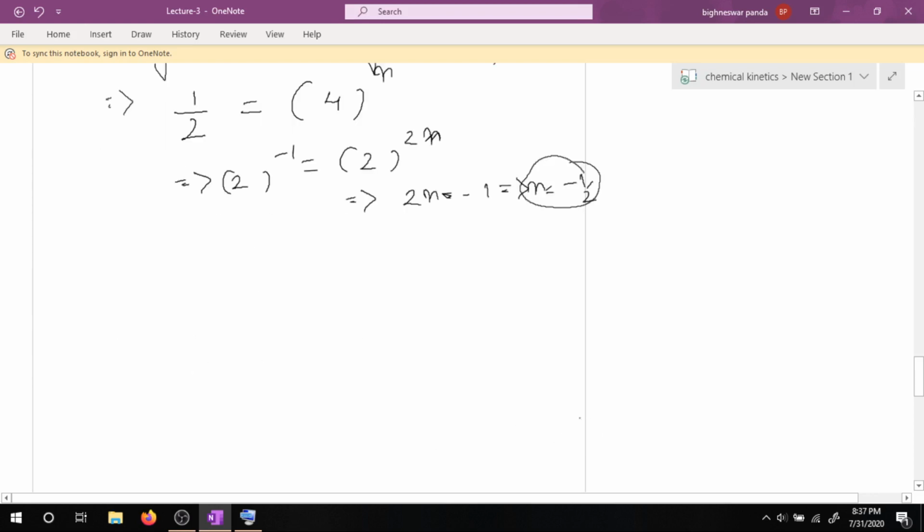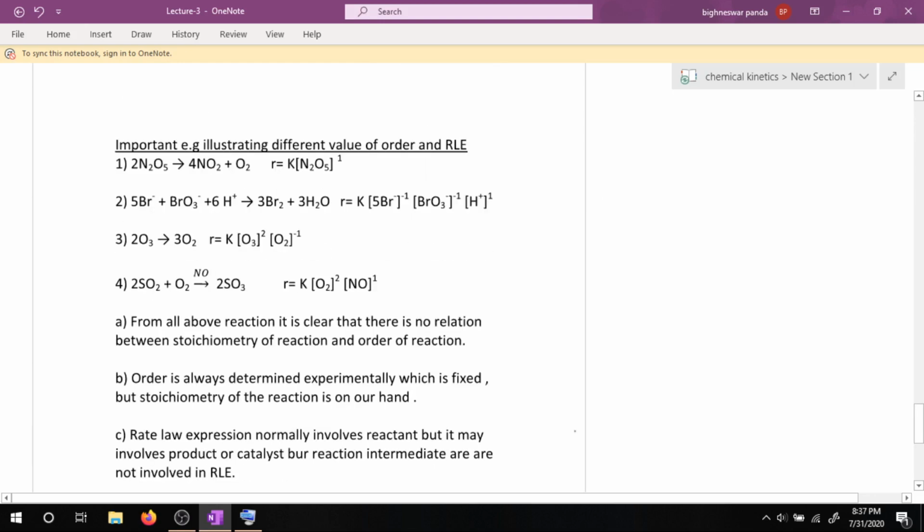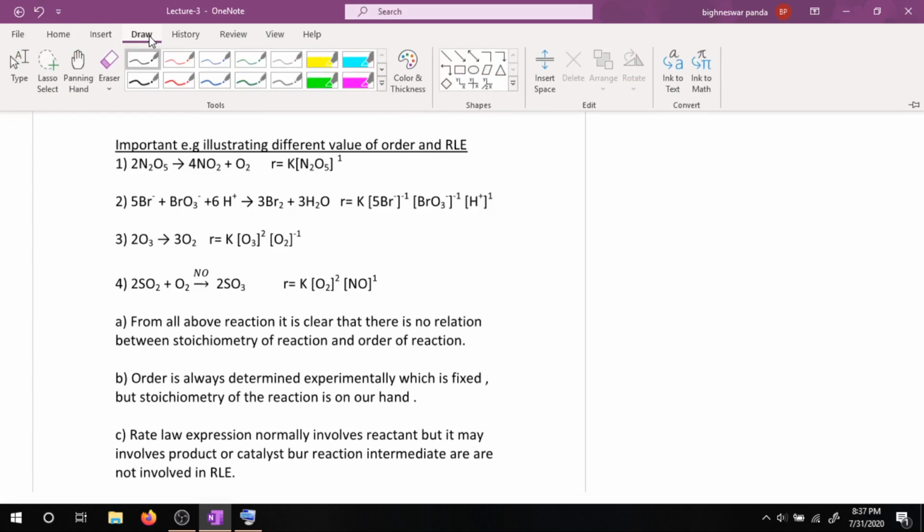So this type of small problem you can easily solve. So let us come to the next part. Important example illustrating different values of order and rate law equation.